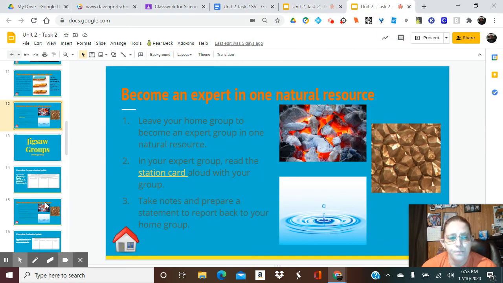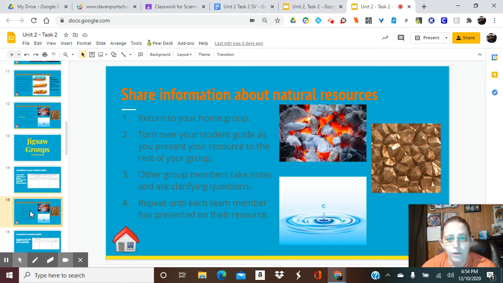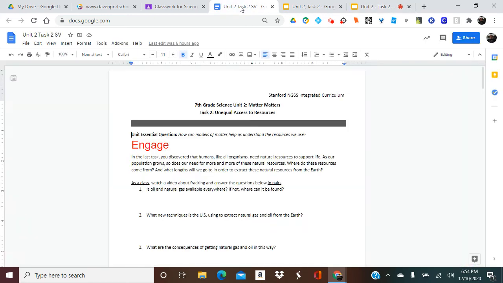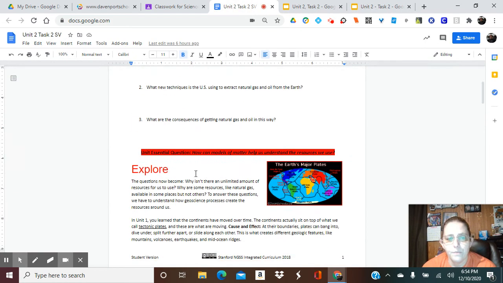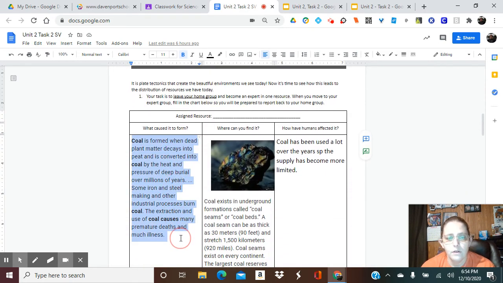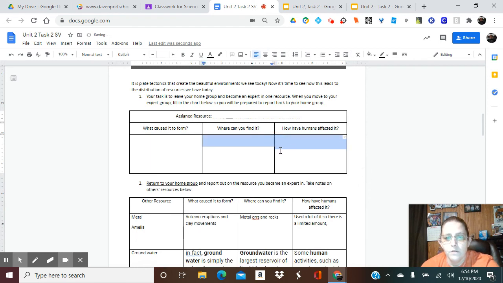So what you're going to do is fill out all three of them if you were not in class. You're going to become an expert in all three. In class, we did these together as a group. In your worksheet, in the Engage Explore section, you're going to have three different sections. You'll choose, say, coal here, and you're going to write what caused it to form, where you can find it, and how humans have affected it.